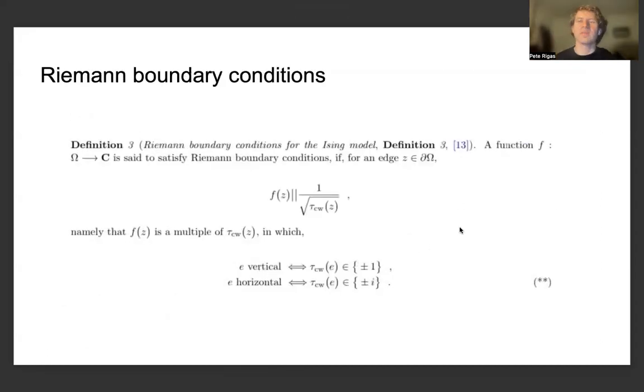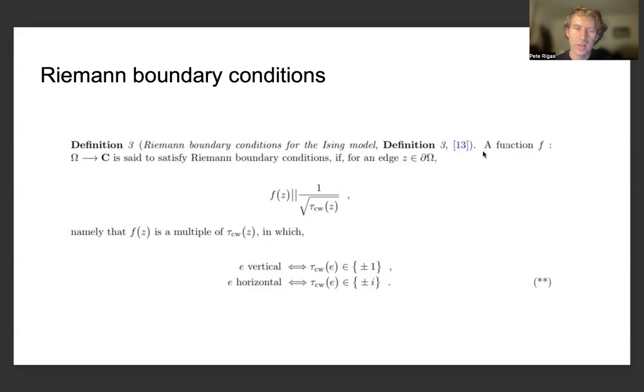But we also have to specify boundary conditions, because when we define the Cauchy-Riemann equations, we have to specify what the value of the parafermionic observable is at the boundary of the finite volume, so that we can study the behavior of this observable within the bulk of the finite volume, or the interior of the finite volume.